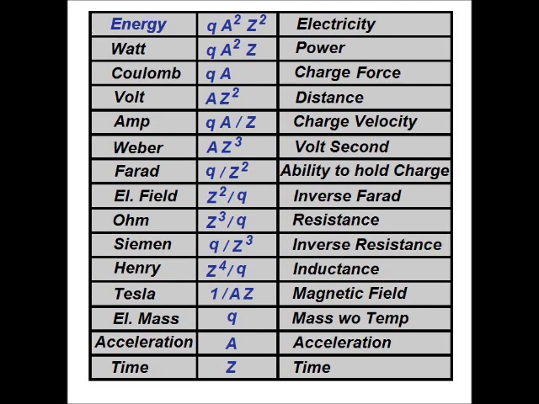And now from the one true electrical energy equation, E equals qa squared z squared, and all its variations, we get each and every electrical unit: watt, coulomb, volt, amp, Weber, farad, electrical field, ohm, Siemens, Henry, Tesla, electrical mass, acceleration, and time.